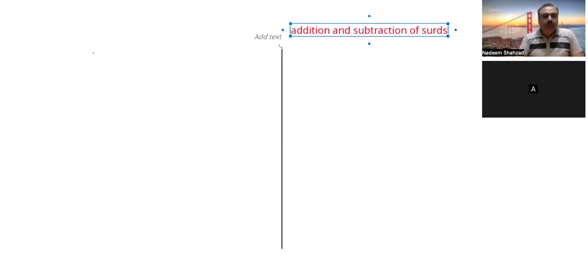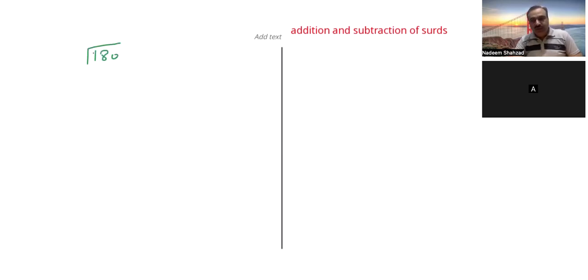So suppose we have 180, and they ask to simplify and show your answer in surds form. Surds form means in square root form. So as it is, we will factorize it by taking its factors. So it will be 180.